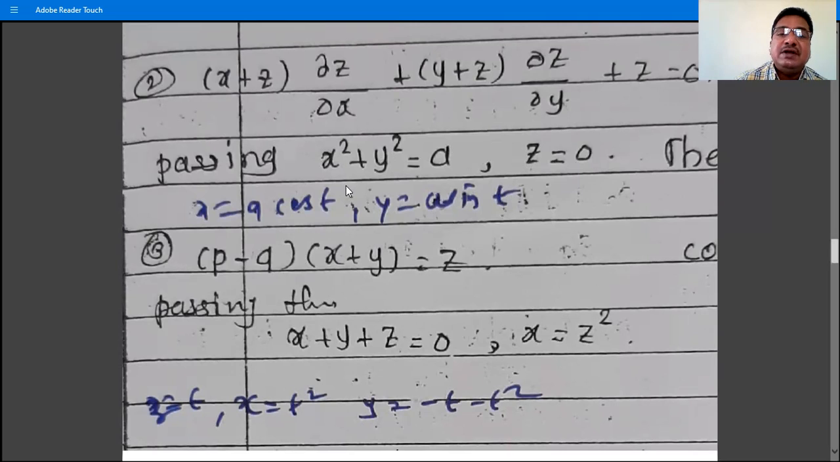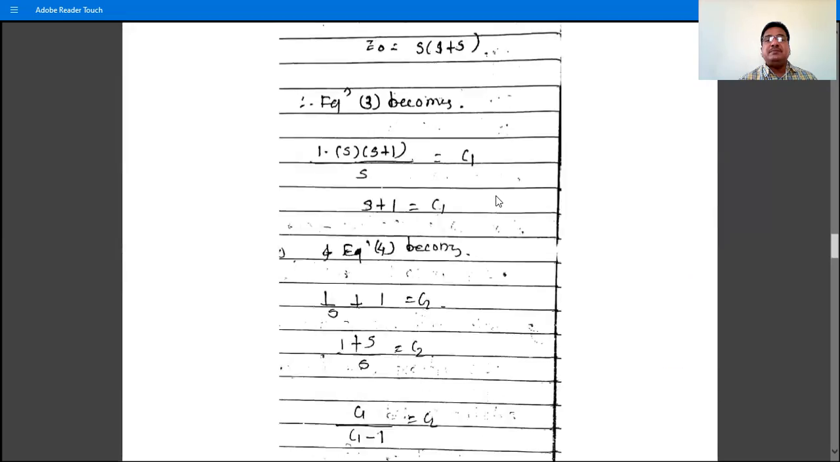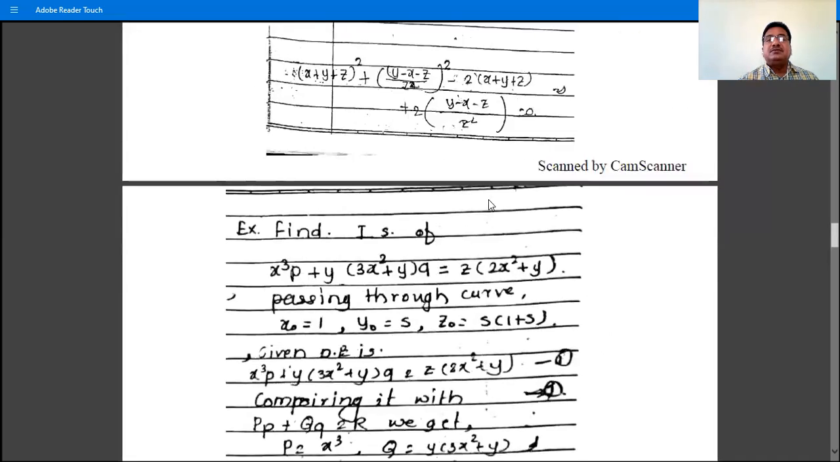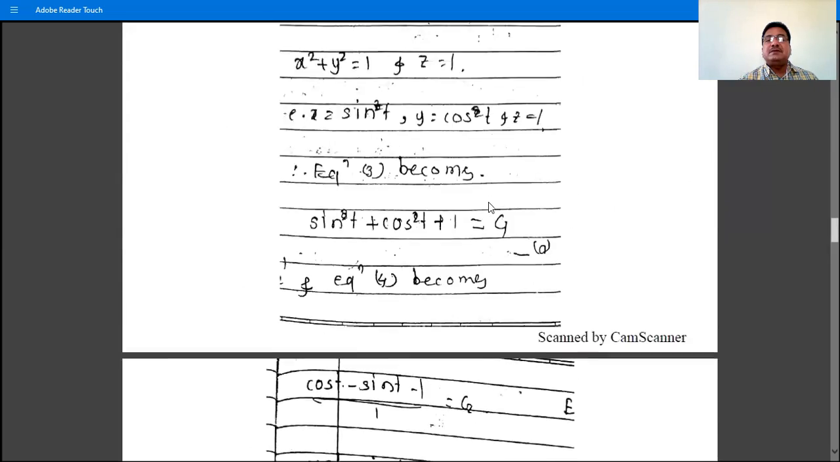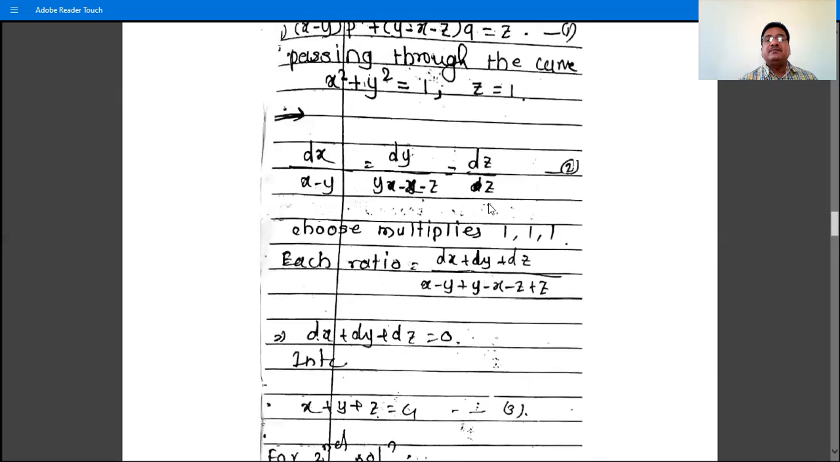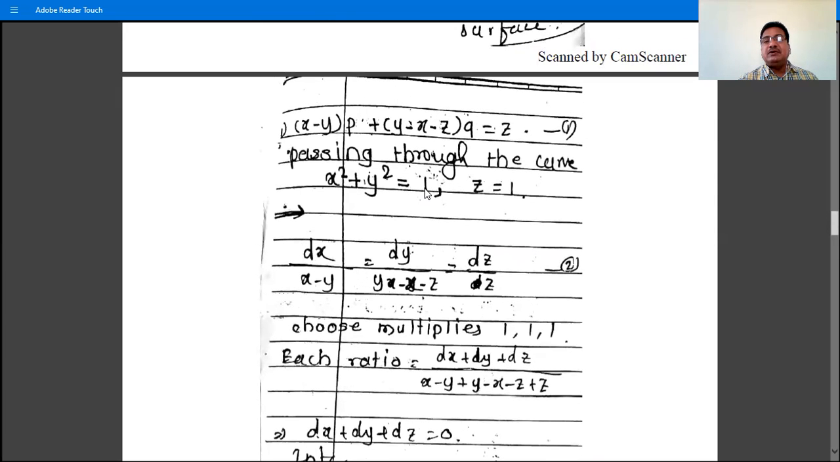So from equation 3 and 4, after substituting these values of x and y and z, that is x as root a cos t, y as root a sin t, z as 0, find the relation between C1 and C2. So this problem is of this type, where the given curve, the equation of curve, is x square plus y square is equal to 1 and z is equal to 1.